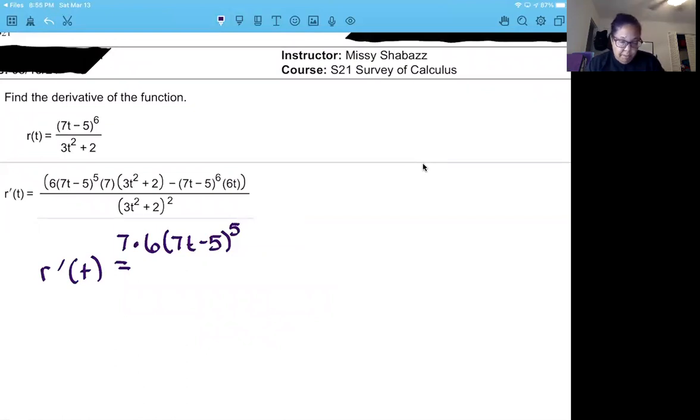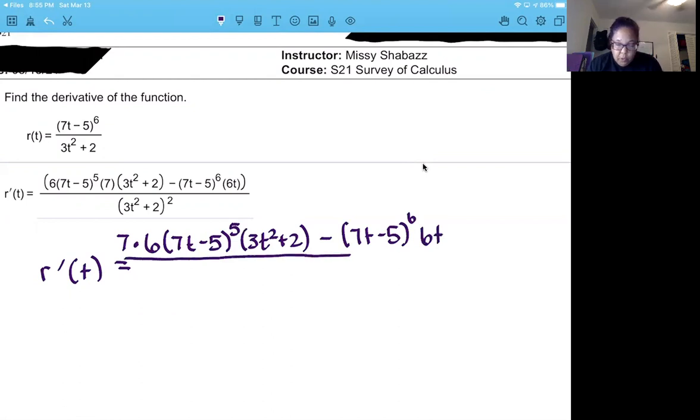Then times the bottom, 3t squared plus 2, minus the top, 7t minus 5 to the 6th, times the derivative of the bottom. The derivative of 3t squared plus 2 is just 6t. All over the denominator squared. So 3t squared plus 2 squared. That's it.